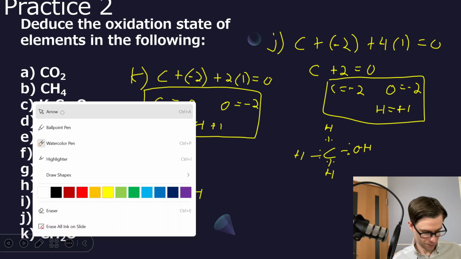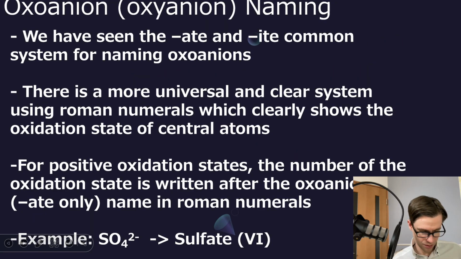Okay. So a couple more things with oxyanions and naming. I've asked you to memorize some polyatomic ions with -ate and -ite. That's the common naming system. But there is a more universal and potentially clearer system using Roman numerals, which clearly shows the oxidation state of central atoms. So you really need to know the Roman numerals in chemistry. I'll draw them at the top here quickly.